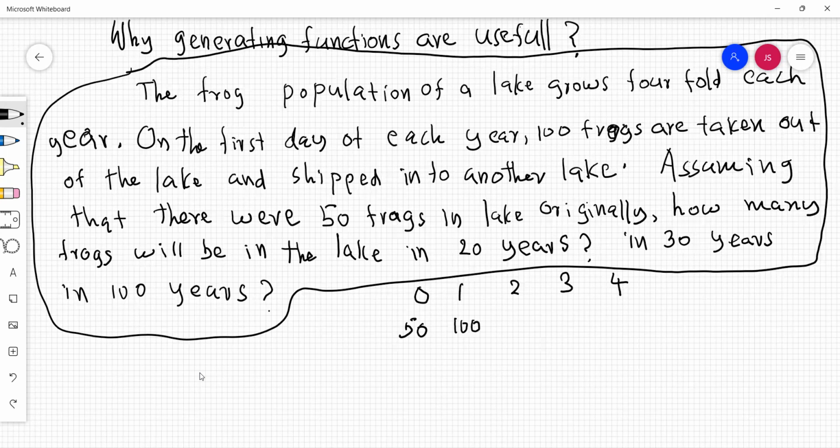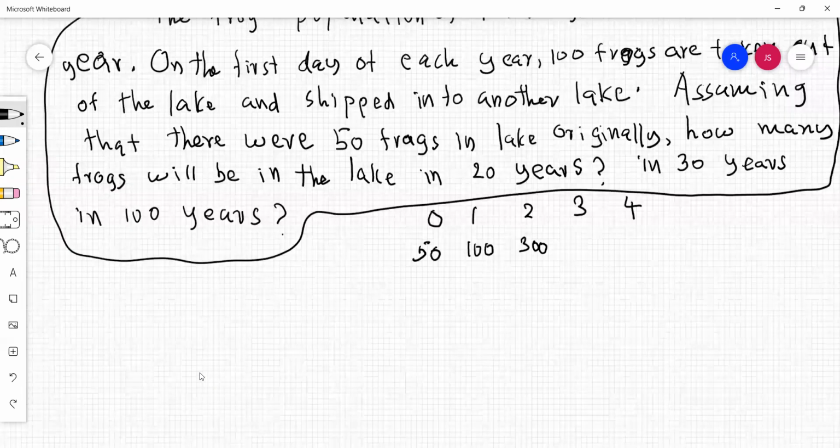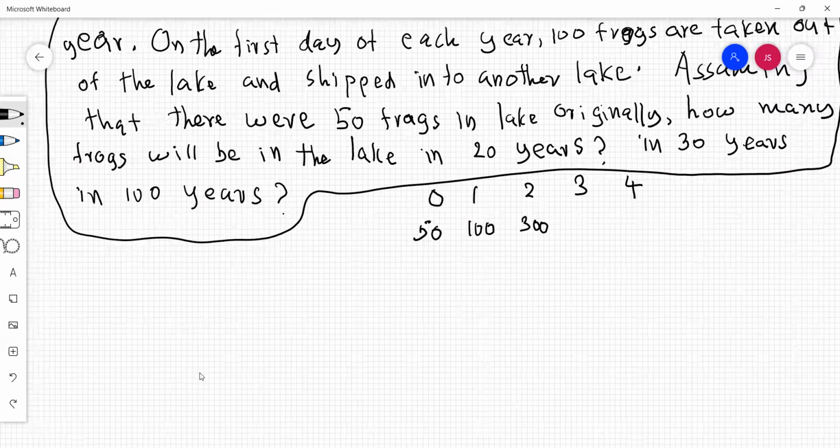How many are we removing from the population each year? Yeah, the 400 frogs. Then we are removing 100 from the frog population, right? Okay, then 300. Now try to find, after n years, how many frogs are in the population in the n-th year.